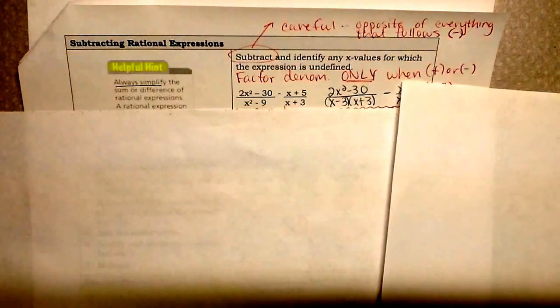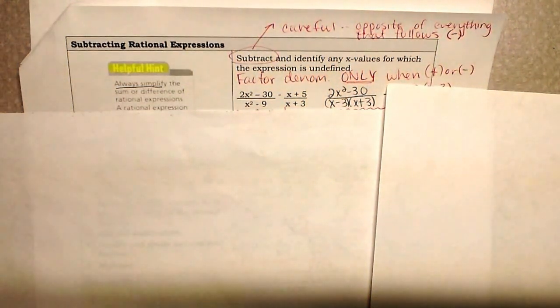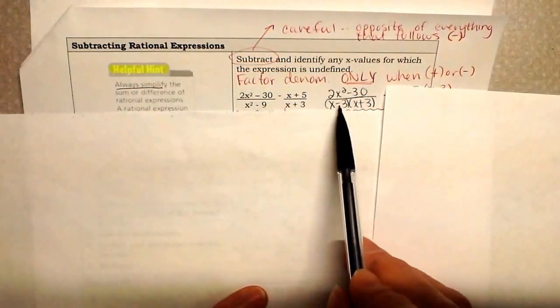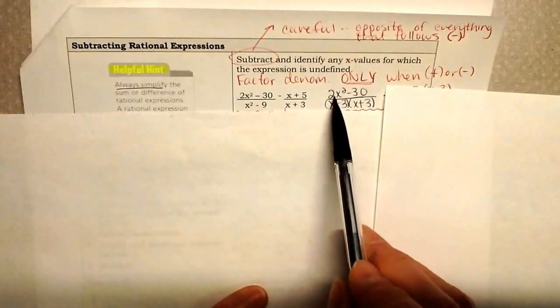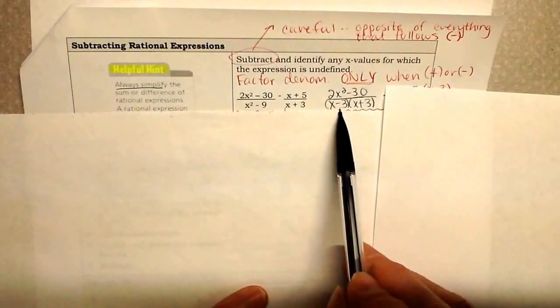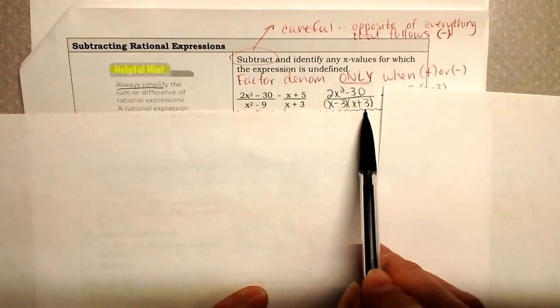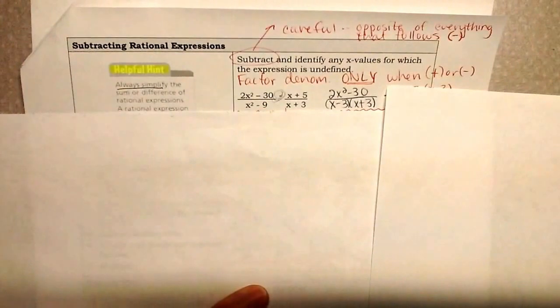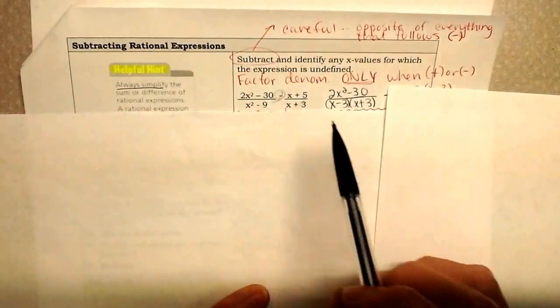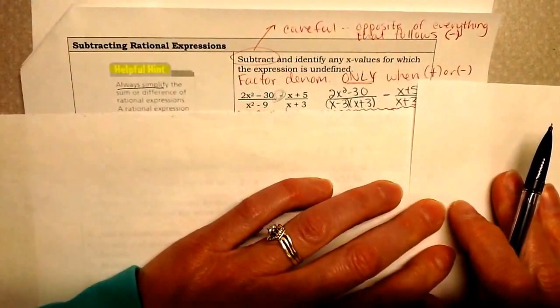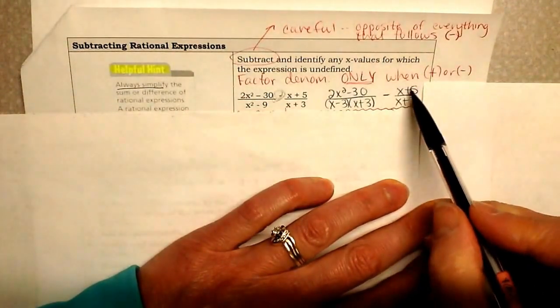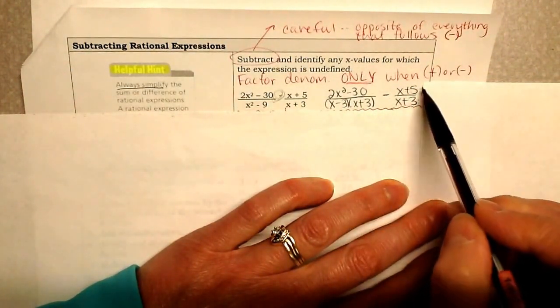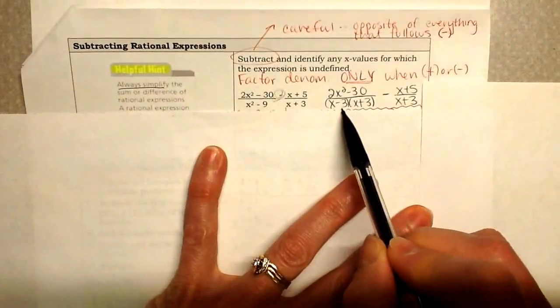All right, so here is our problem, and I'm going to give you the factored denominator, is what I should say. This is going to be 2x squared minus 30 over x minus 3, x plus 3. Okay, now we're subtracting, and you want to be really careful because we're subtracting x and we're subtracting 5. So I'm going to rewrite this as minus x plus 5 over x plus 3. Now I have to find a common denominator.